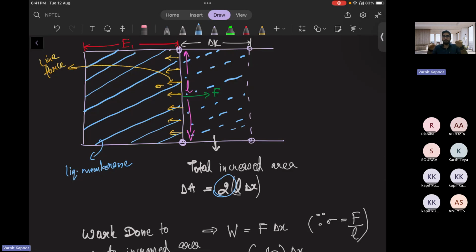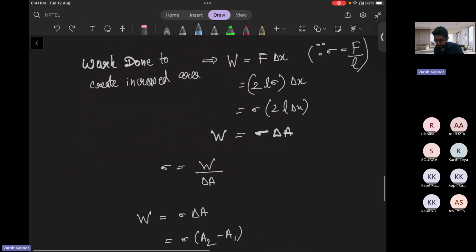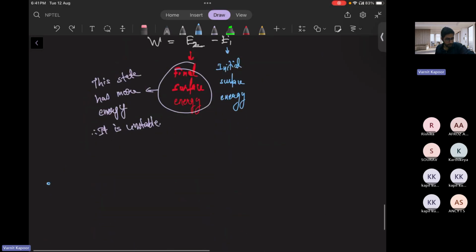When you view it from the front, this thin layer has contact with the upper air as well as the bottom air. So you have the top surface area L into delta X as well as the bottom surface area L into delta X. So this is twice the area, the upper layer as well as the bottom, 2L delta X. That is the reason.